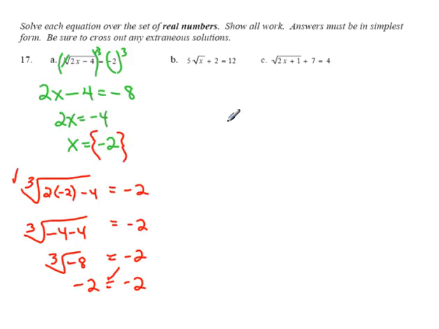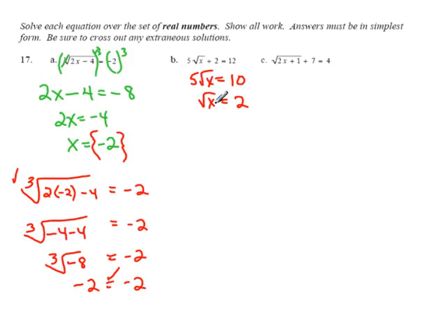Okay, 17b. Step 1, isolate the radical. So in this case I will have to subtract 2 first. That gives me 5 square root of x equals 10. And it's still not isolated. I need to divide both sides by 5, so I get the square root of x equals 2.